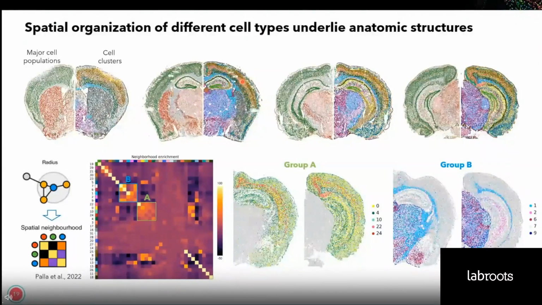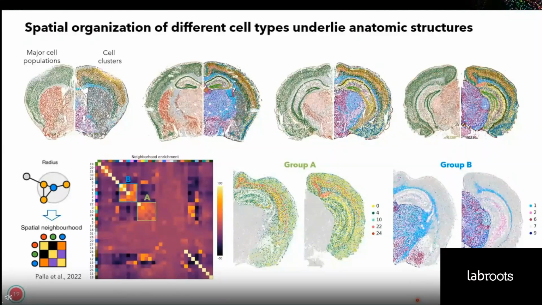So to quantify the spatial relationship of different cell clusters, I utilized the spatial neighborhood enrichment analysis, and the results are shown as this heat map. On this heat map, there are two big blocks, A and B. So when plotting the cell clusters in each block on the tissue, you can see they are enriched in different parts of the brain.